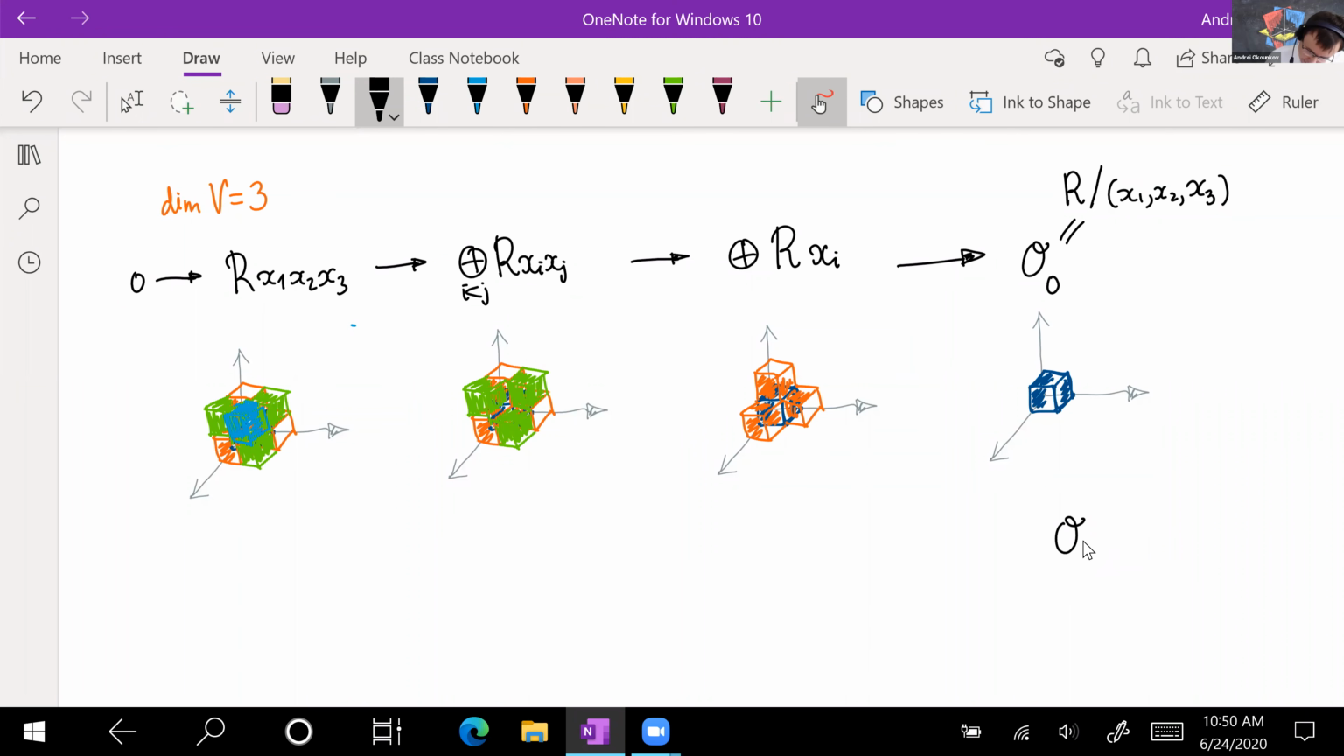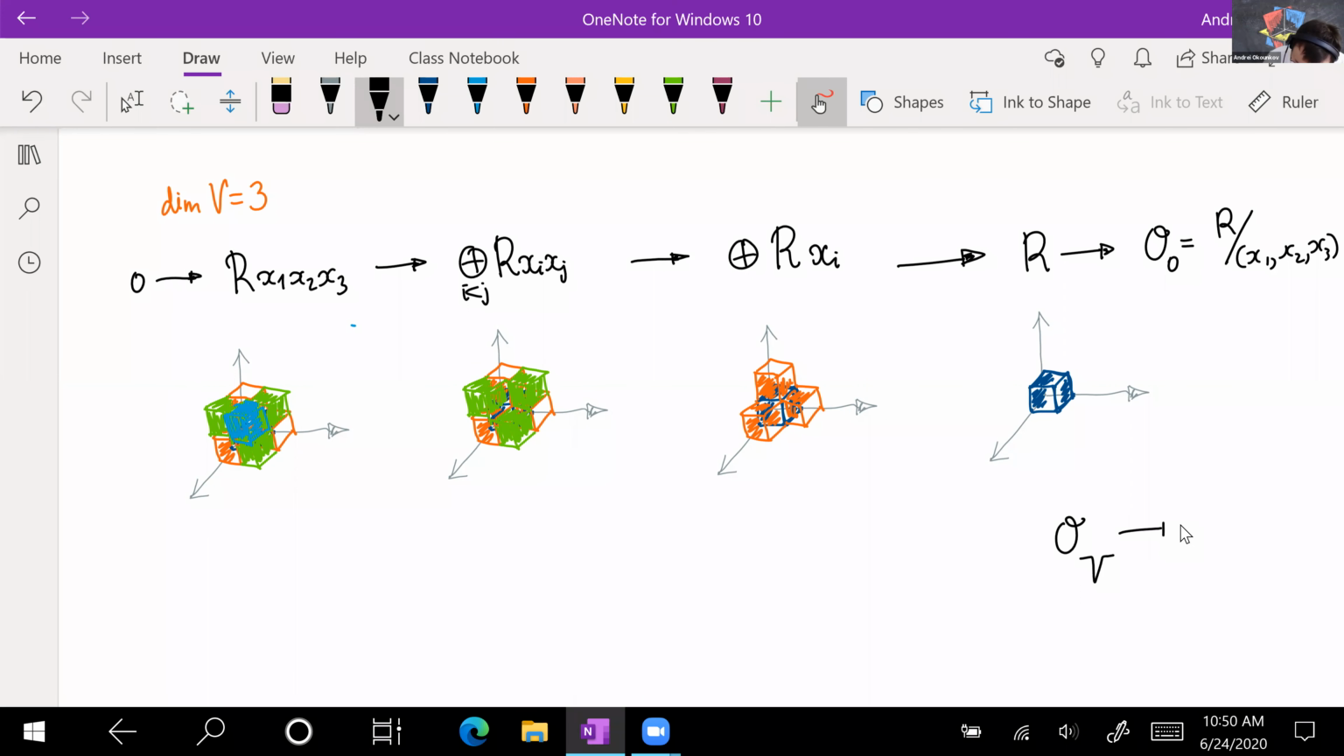Sorry, I apologize. This is my R, and it maps to the structure sheaf of the origin. So R mod the ideal of x1, x2, x3. And so in the GL equivalent way, it's the structure sheaf of my variety V. What is this representation? That's just the defining representation.